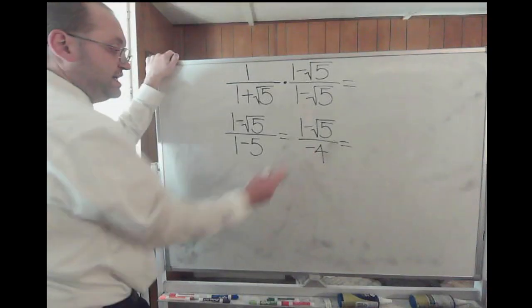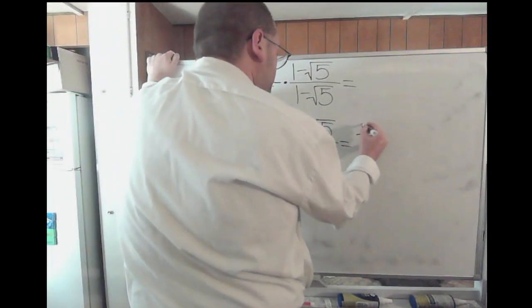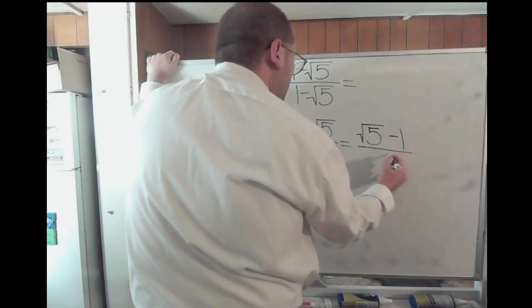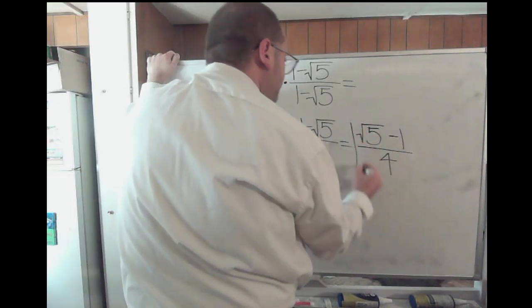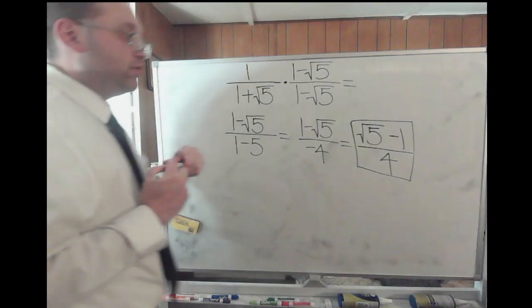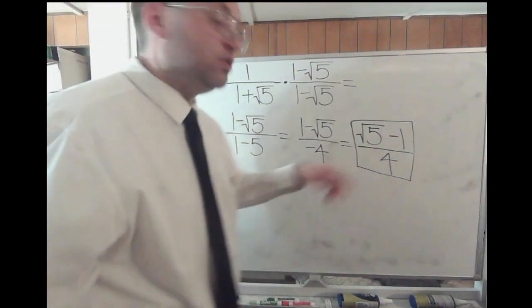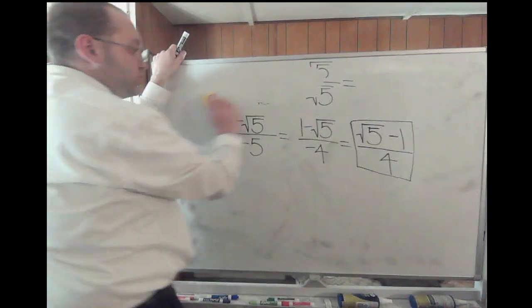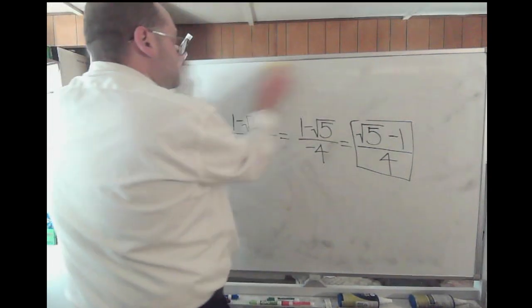Which now we could take that negative sign, and this would turn into positive square root of 5 minus 1 all over positive 4. So the answer we're looking for here is going to be square root of 5 minus 1 all over positive 4. And I got more examples of rationalizing denominators like this.